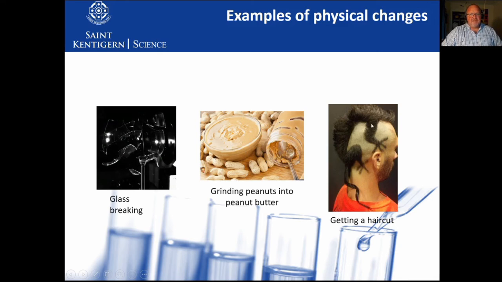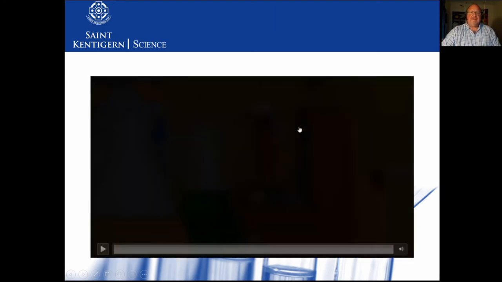If somebody cut your hair, is there a chemical change? No, it's just... do not get a haircut like that. Okay, especially you, Ollie. Sorry, I'm picking on you.